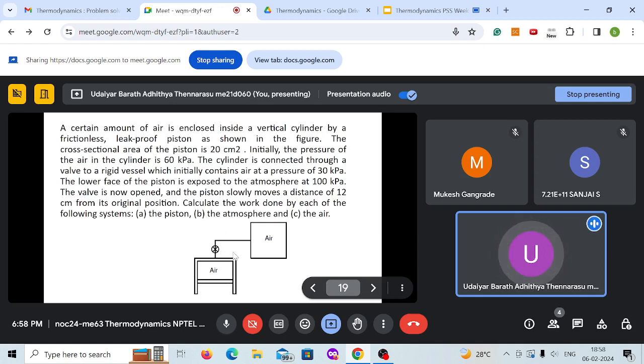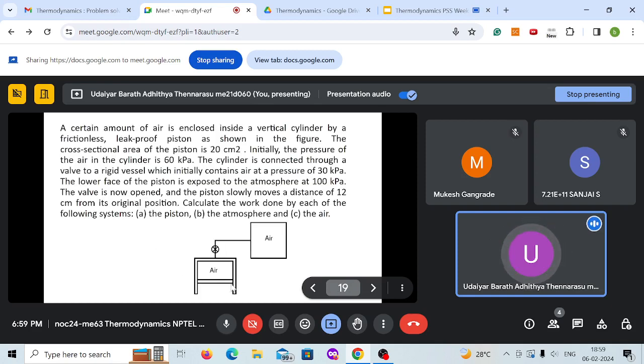Now we have to calculate the work done by each of the following systems. A, the piston, how much is the work done. B, the atmosphere, because the atmosphere is exerting force on the piston and it's compressing the air. And C, the air. So we'll see how to solve this.